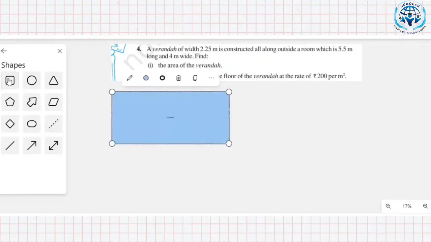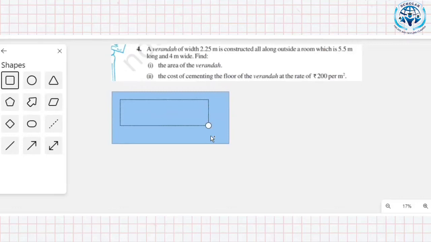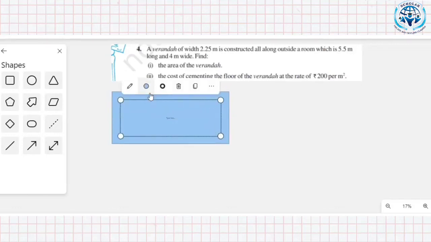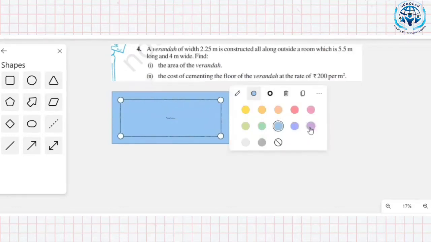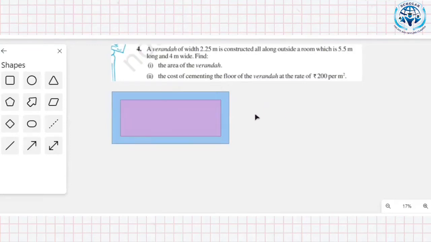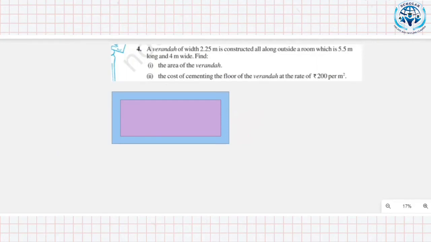Now the next question, question number 4. A veranda of width 2.25 meter is constructed all along outside a room which is 5.5 meter long and 4 meter wide. Find the area of the veranda. Veranda is in blue color. Width is 2.25 meter. The cost of cementing the floor of the veranda at the rate of 200 rupees per meter square.